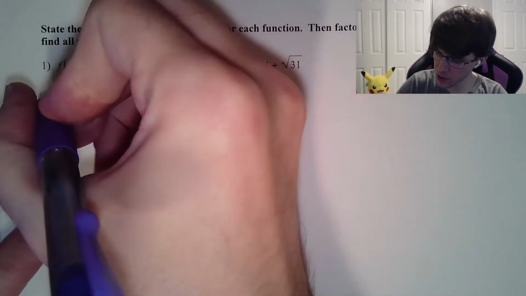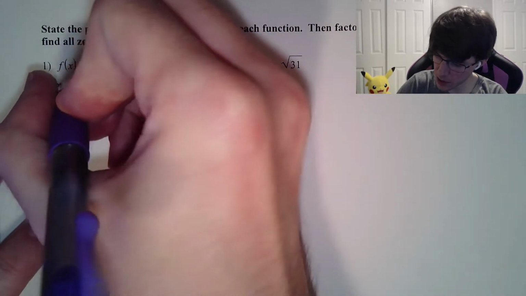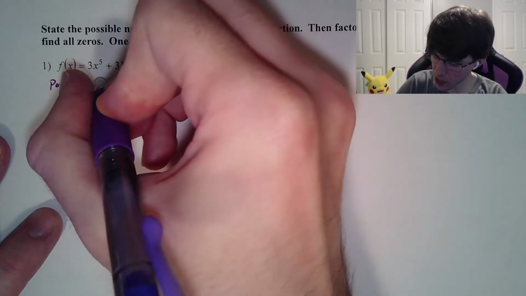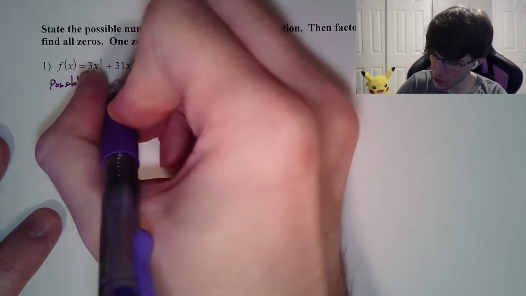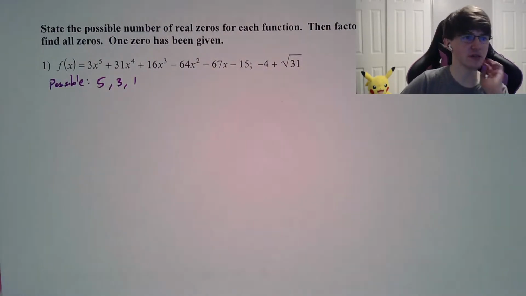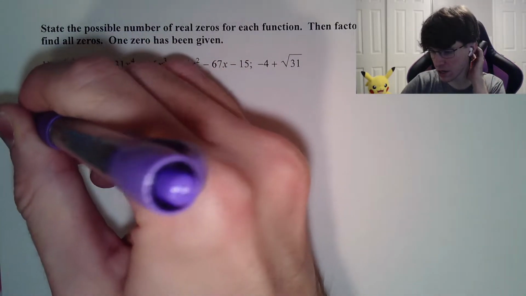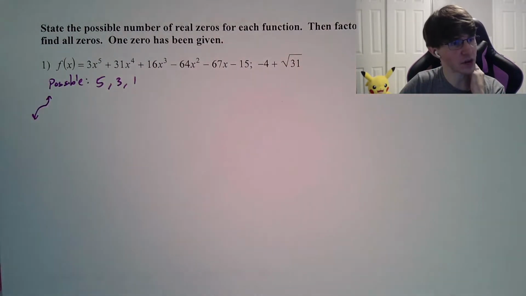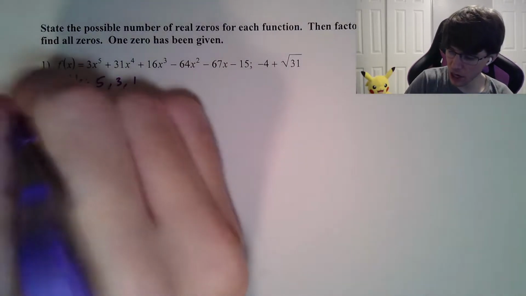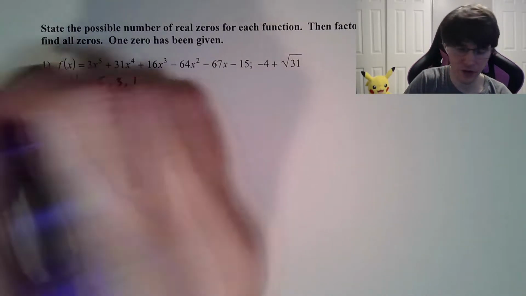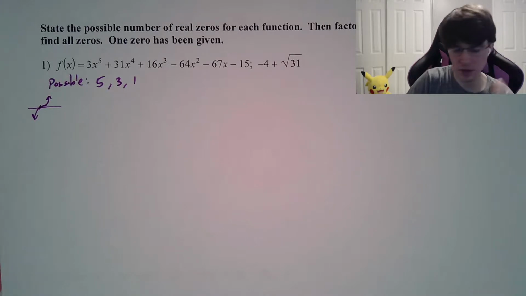So the possible real zeros: we could either have 5, or 3, or 1. It does have to have at least one real zero, and that's kind of guaranteed if you think about the end behavior for a graph like this. It goes up and down, so it's guaranteed to cross the x-axis at least one time. However, it could cross up to 5 times.